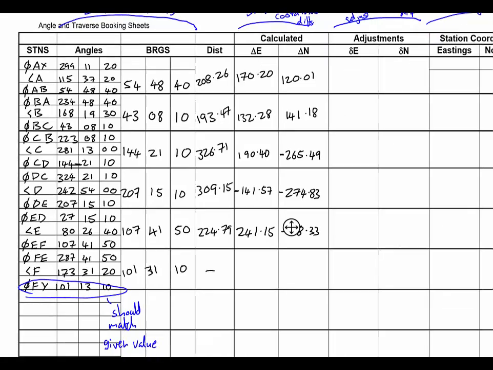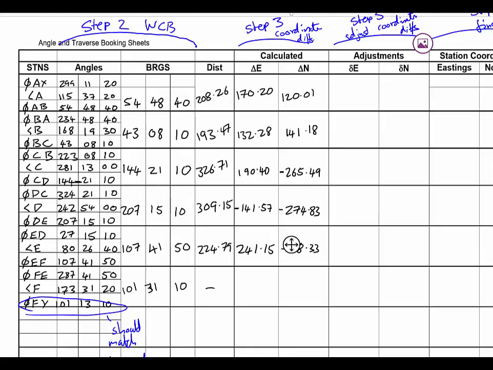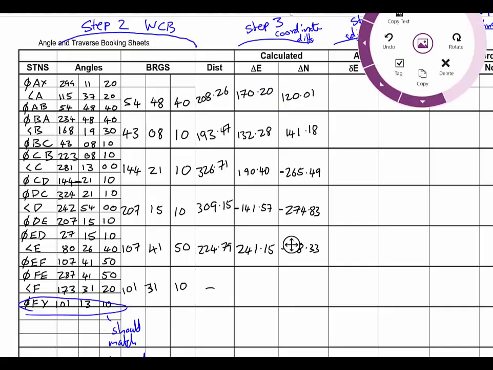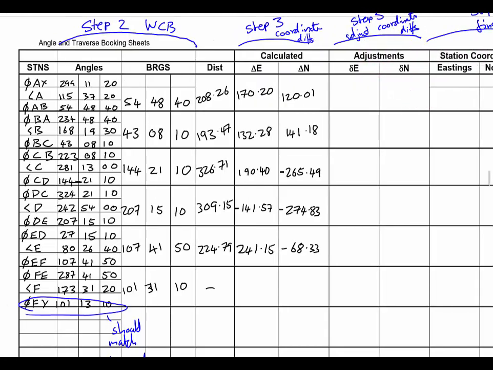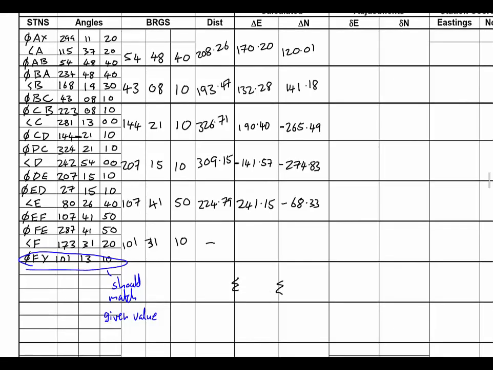Okay, we've worked out our coordinate differences between each of the traverse stations. What we can do now is work out the sum of the Eastings and the sum of the Northings. This allows us then to find our linear misclosure. So we add all of those up and you get 565.46 and minus 347.46.